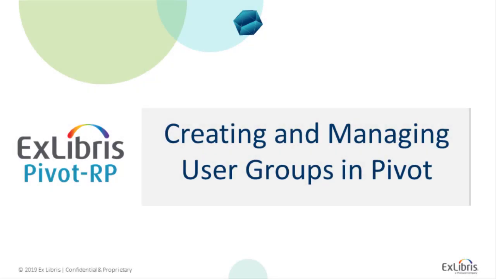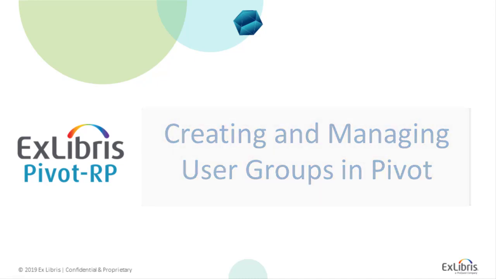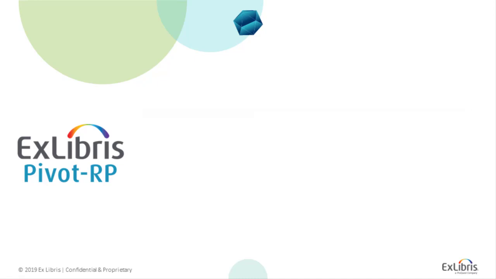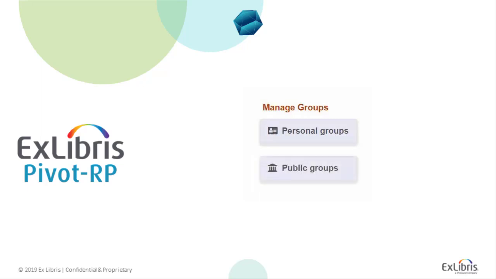User groups are used to share Pivot information between users with similar interests. Groups can share funding opportunities, newsletters, and so on. There are two types of user groups. A personal group can be created by any Pivot user, and only the creator can add people to the personal group. A public group can only be created by a Pivot administrator at your institution, but it is visible to all users and anyone can choose to join the group.